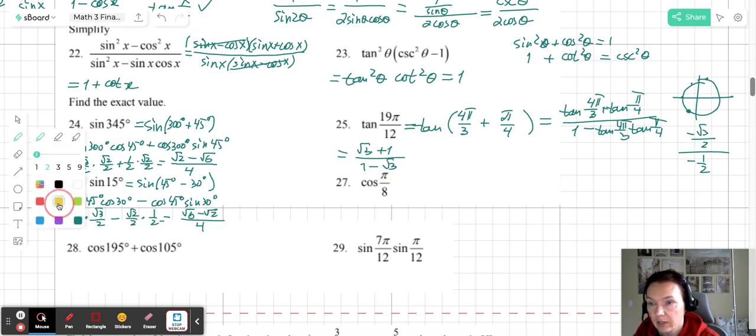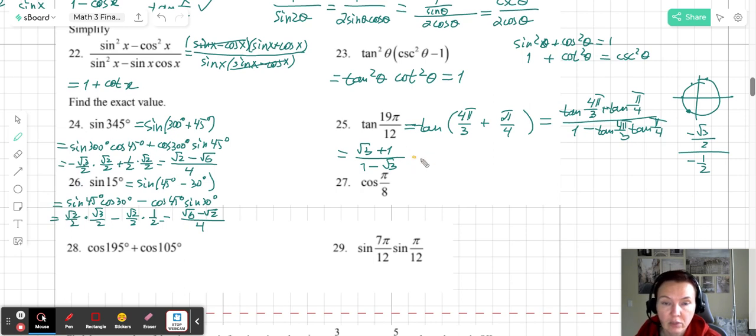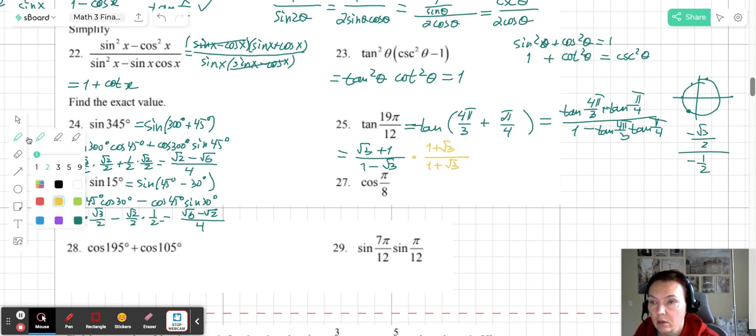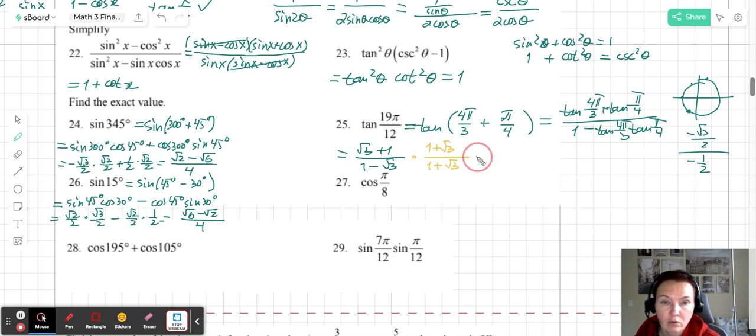It would be very nice if we could rationalize the denominator, which means that we would multiply by 1 plus square root of 3, both numerator and denominator. If we do that, then we're going to get 1 plus root 3 squared, which is going to be 1 plus 2 root 3 plus 3. And then in the denominator, we're going to get 1 minus root 3 squared, which is 3.